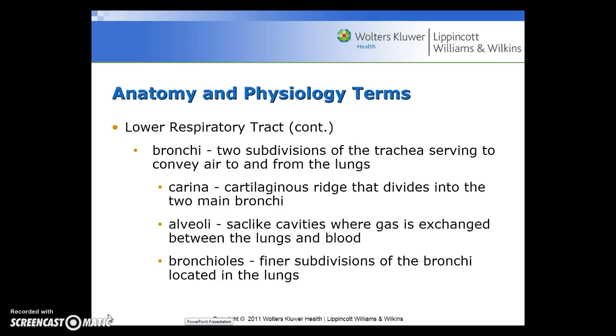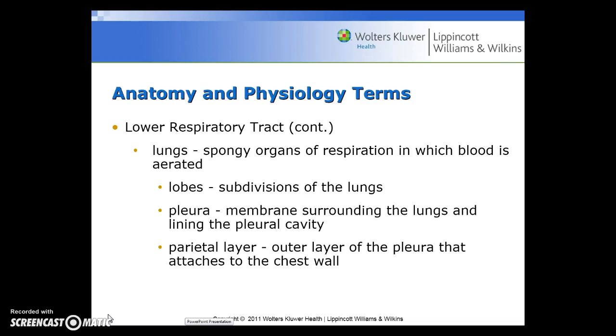The lower respiratory tract also includes the bronchi, which are the two subdivisions of the trachea serving to convey air to and from the lungs. The carina, which is the cartilaginous ridge that divides into the two main bronchi. The alveoli are the sac-like cavities where gas is exchanged between the lungs and blood. The bronchioles are the finer subdivisions of the bronchi located in the lungs.